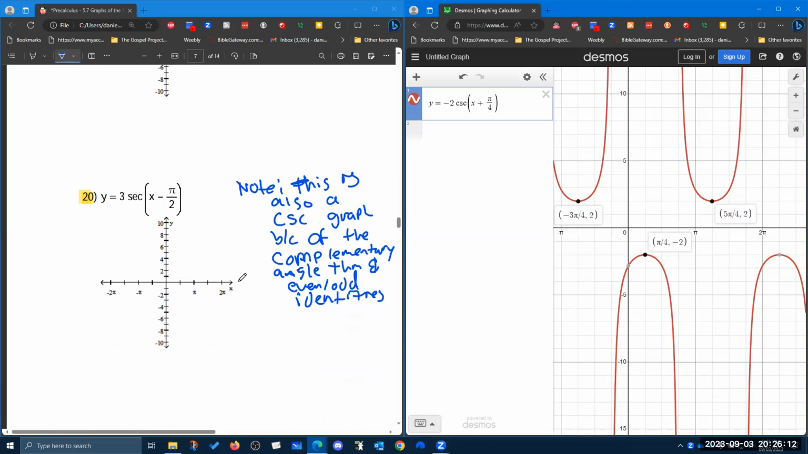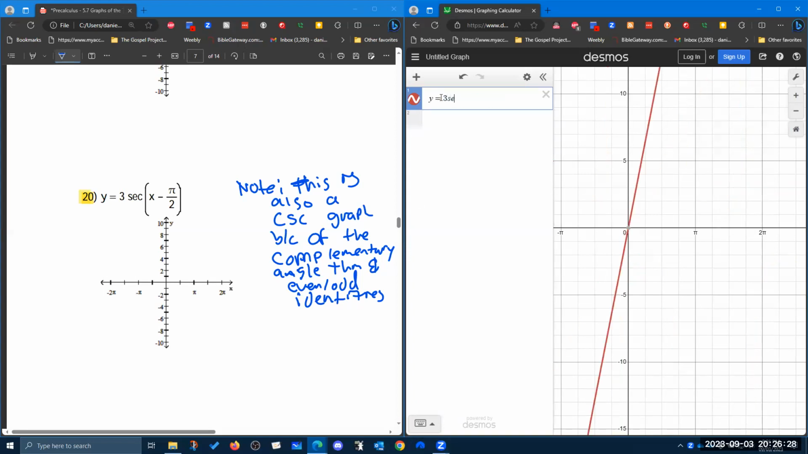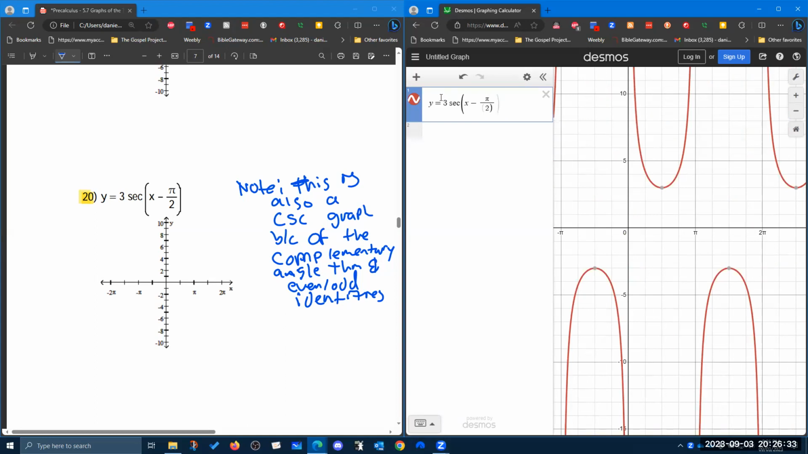Number 20 is the one that we already graphed in the last video because it's written as a secant function, but I told you it's really a cosecant function in disguise. I wanted to show you that now that you've seen a cosecant function, if we write 3 secant of x minus pi over 2, you can really see that it looks more like a cosecant function with its asymptotes at 0 and pi and 2 pi, which are the zeros of sine, not the zeros of cosine. And it's got its range from negative 3 to 3.